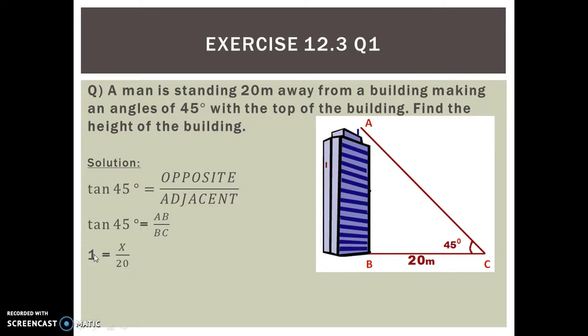I can shift the 20 over to the left hand side, so I'll get 20 multiplied by 1. This way I'll get x as 20 meters. So this is my answer. AB is nothing but the height of the building. The height of the building is 20 meters. So this way we use the trigonometric ratio to solve a problem related to a right angle triangle.